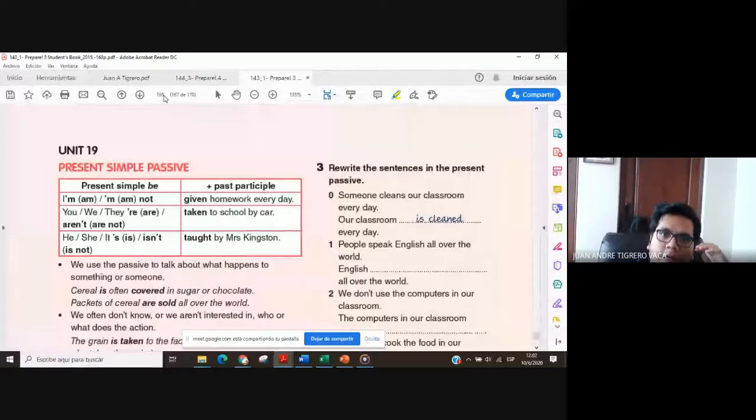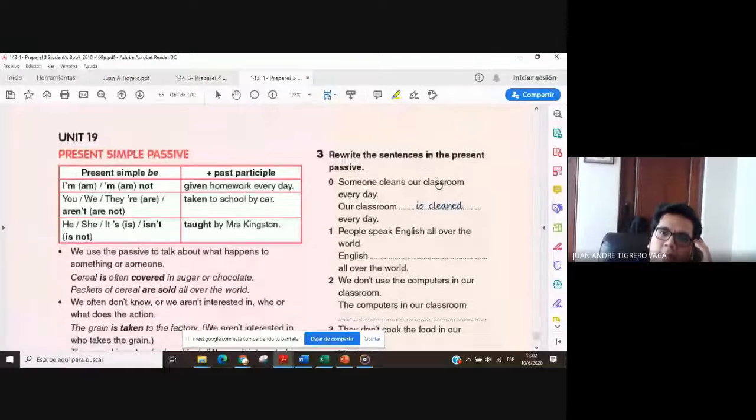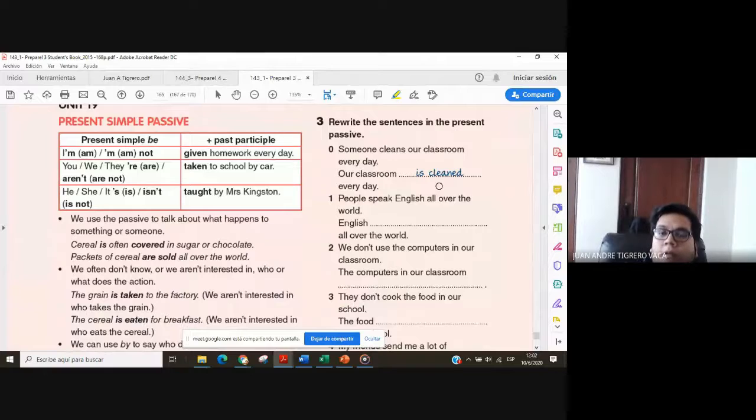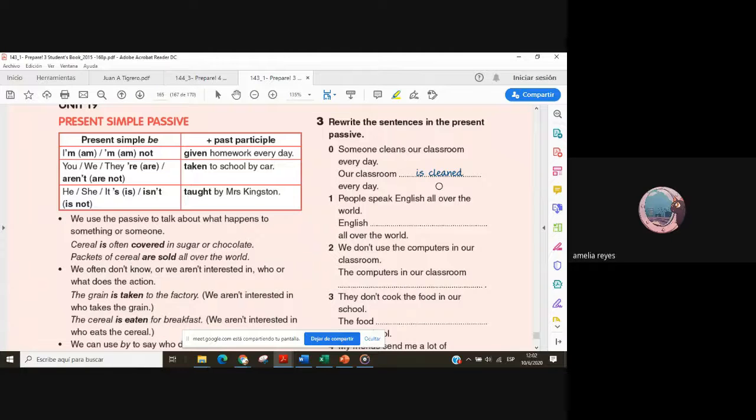Exercise number three. Rewrite the sentences in the present passive. We already know the number zero is someone cleans our classrooms every day. So the passive voice to that would be our classrooms are cleaned every day. Okay. Now, number one, people speak English all over the world.